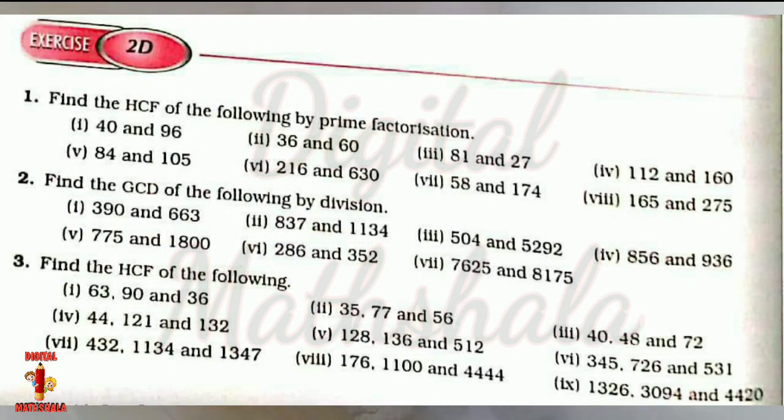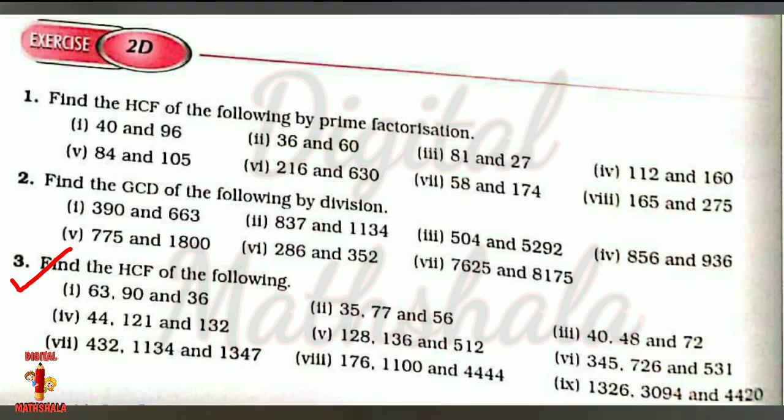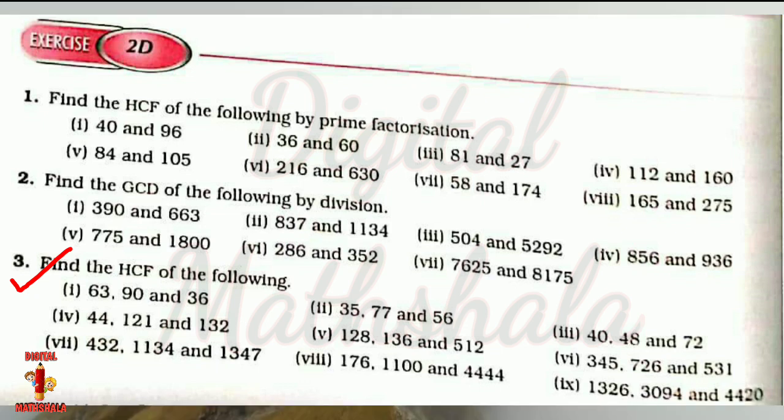Now we are moving to the next question, question number 3. Here, find the HCF of the following. Here 9 options are given, and in each option you are having 3 numbers. So we want to find out the HCF of the given 3 numbers. So first we solve the first part. So here the numbers are given 63, 90 and 36. So we will try to find out the HCF.